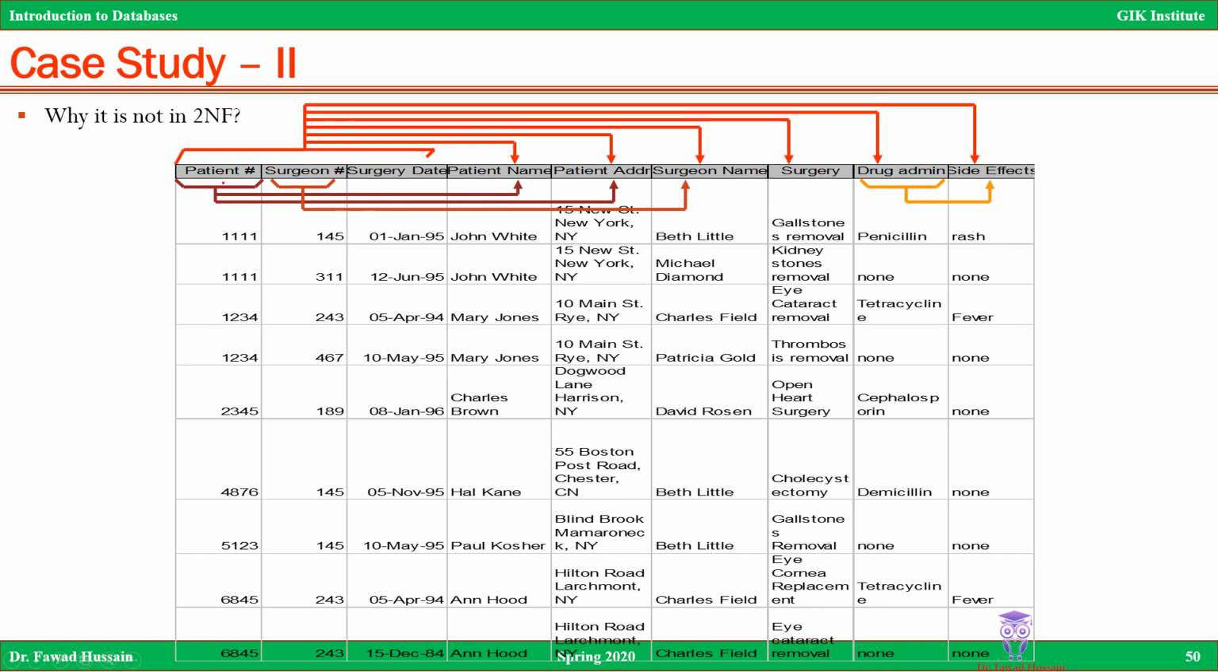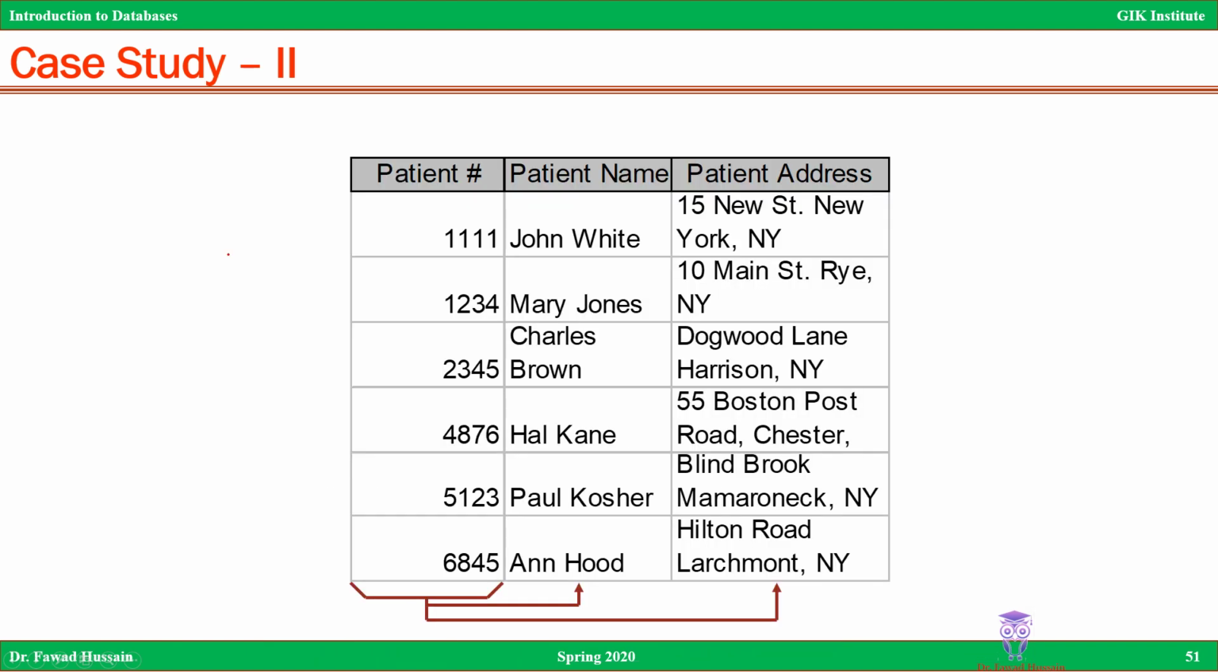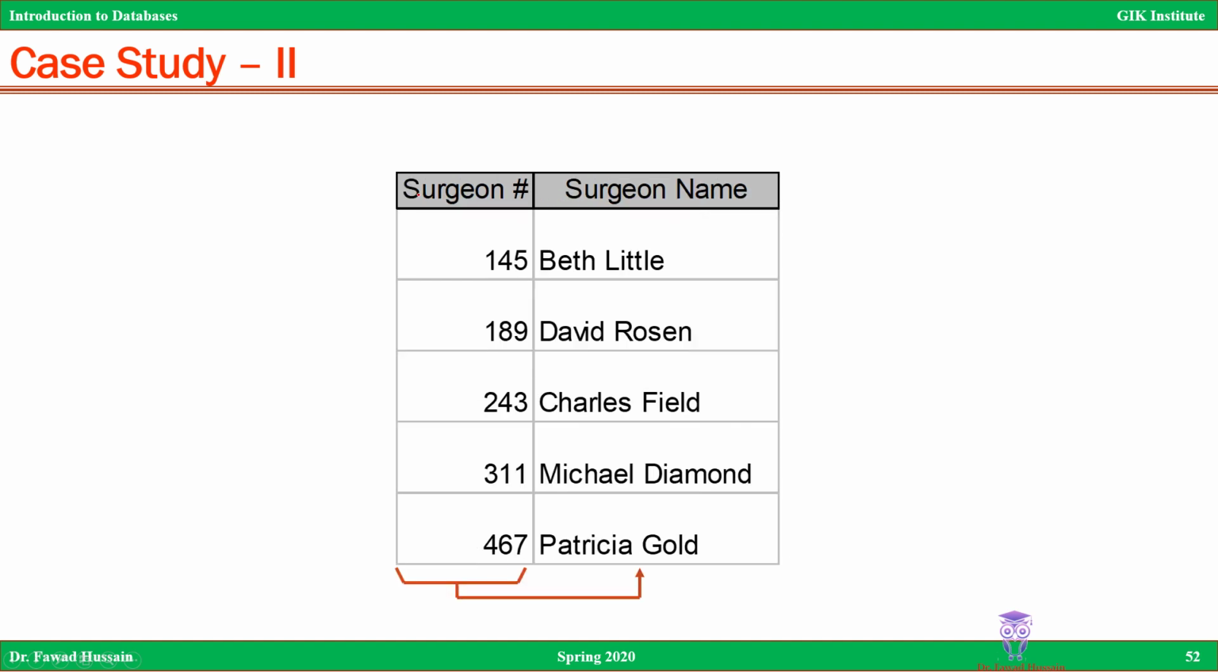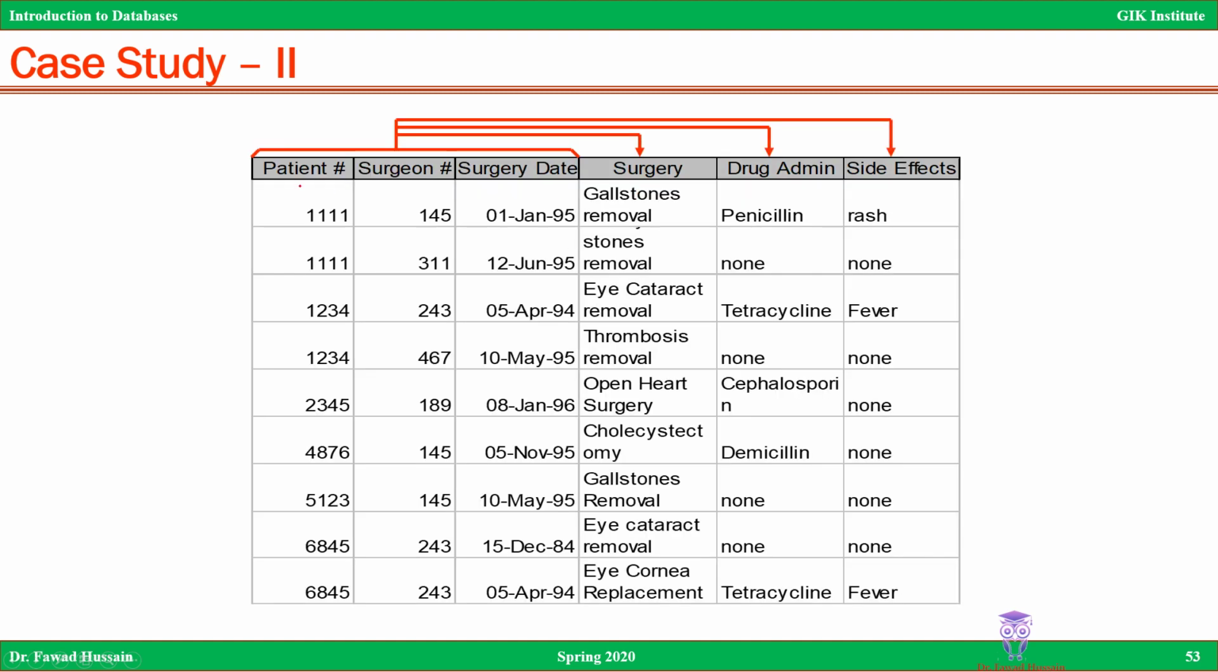So to do that, what we can do is separate these. Patient number, patient name, and patient address can move to a separate table. Surgeon number and surgeon name can move to a separate table, and of course the patient number and surgeon number are going to stay here because they form part of the primary key. So to make it into second normal form, we have the patient number, the patient name, and the patient address separated, and then the surgeon number and the surgeon name separated, and the remaining data here does not have any partial dependency.